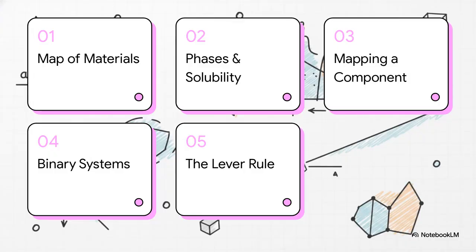Here's how we're going to break it down today. First, the map of materials. Second, phases and solubility limits. Third, mapping a single component. Fourth, binary systems, mixing metals. And finally, number 5, the lever rule explained.